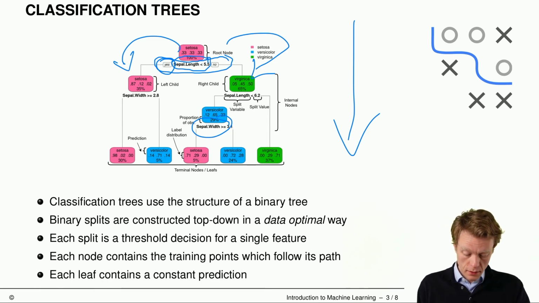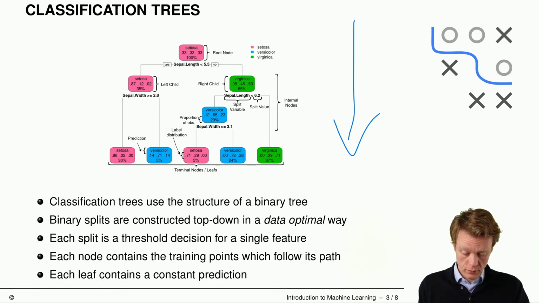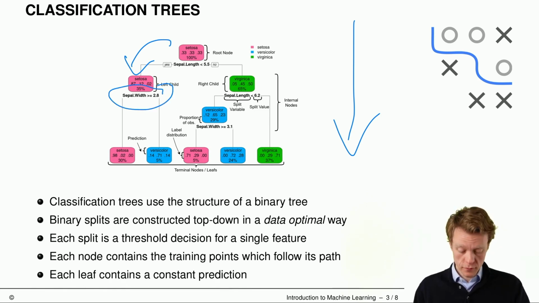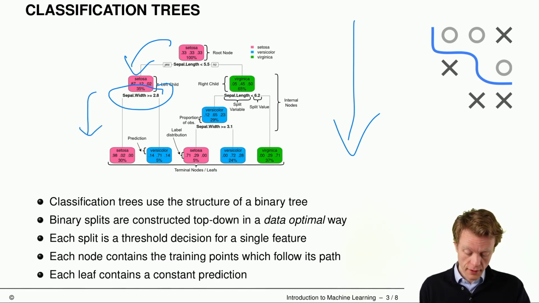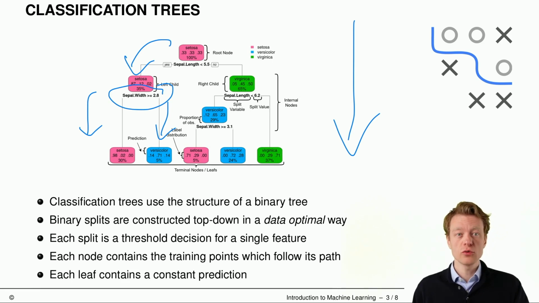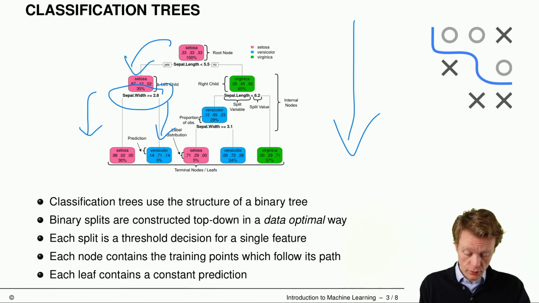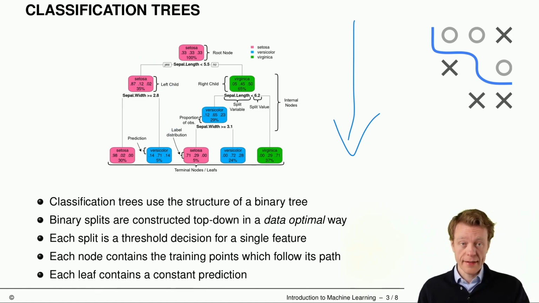Okay, and this goes on and on. So let's say we went to the left child, and then we look at sepal width. And if sepal width is larger or equal than 2.8, we go to the left hand side, and if it's smaller than 2.8, we go to the right hand side. And we can do this for all those nodes, the exact same thing. And then we end up in the leaves at some point.